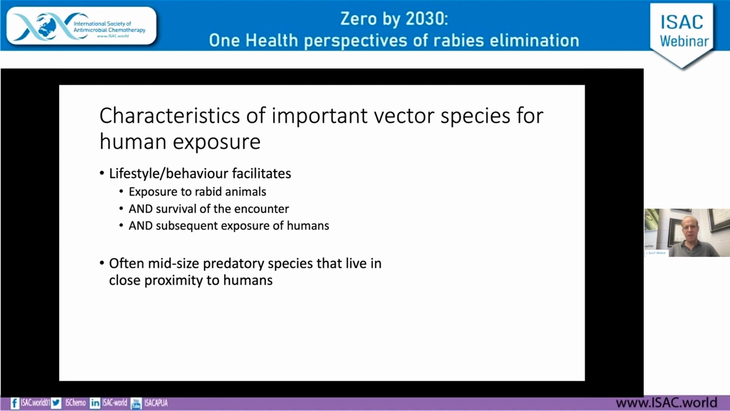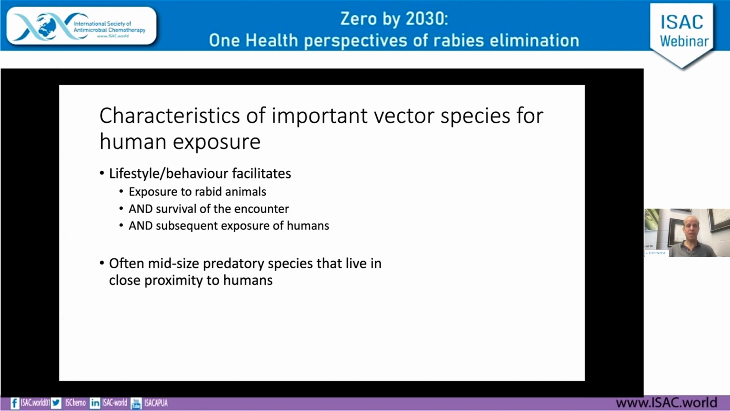So they have to have a potential for exposure to rabid animals. So there has to be wildlife or domestic dog rabies or wild dog rabies. And they have to survive the encounter. So we could look at, there'd be a variety of small mammals that are at great chance of having an encounter with a rabid animal. But your average squirrel or rodent that has an encounter with a rabid animal probably doesn't survive that encounter. So they're unlikely to be a vector species. They're more likely to be prey and killed or eaten in the process.